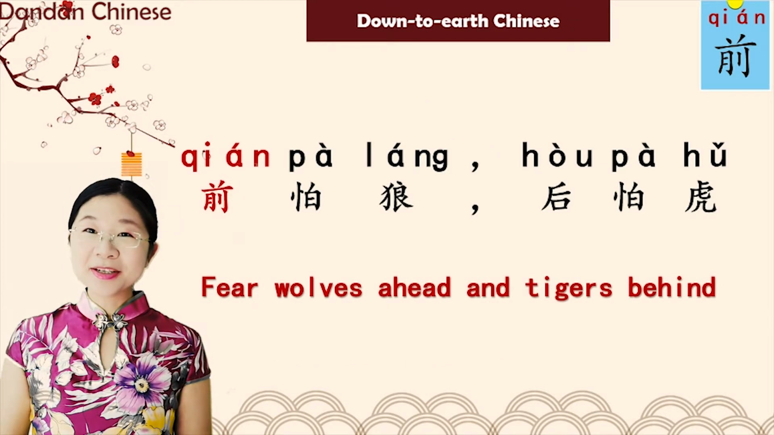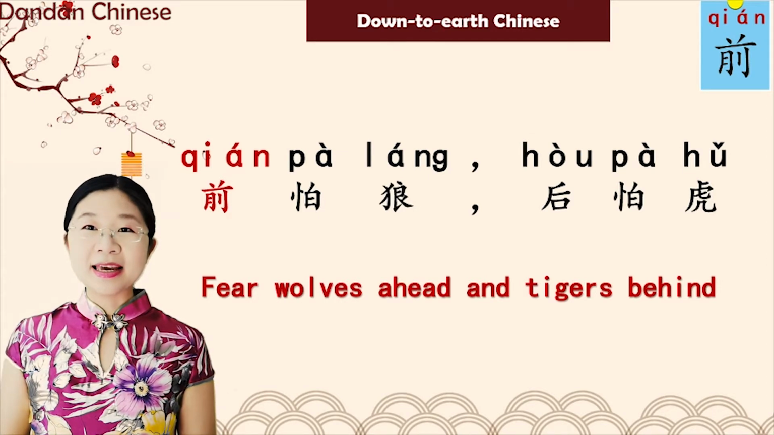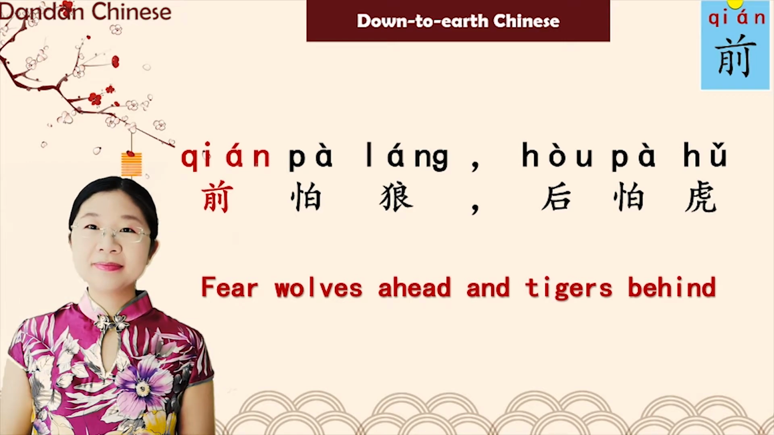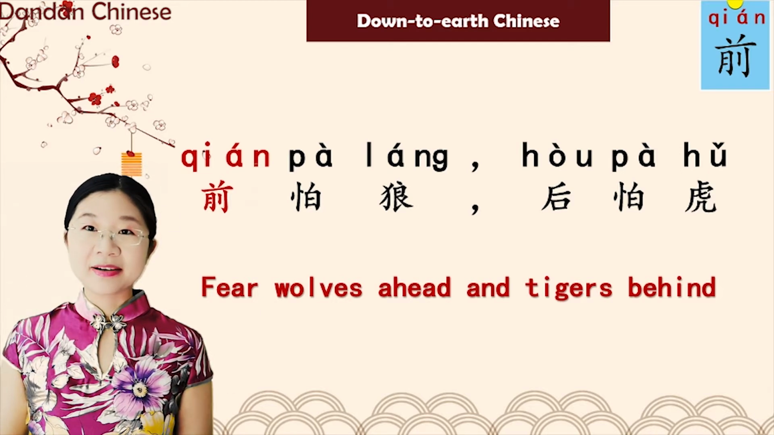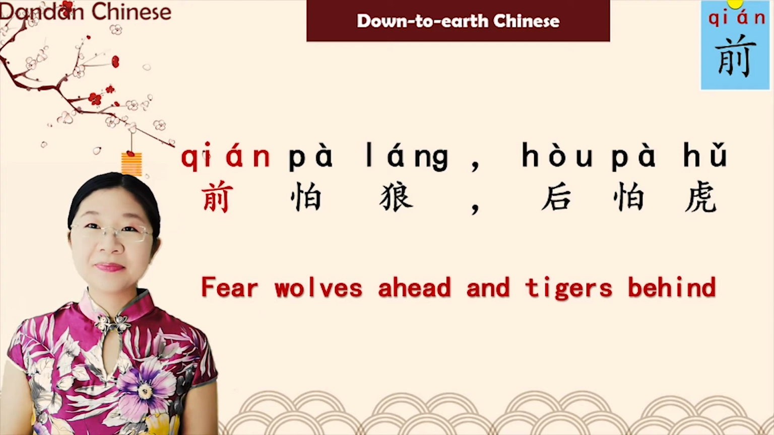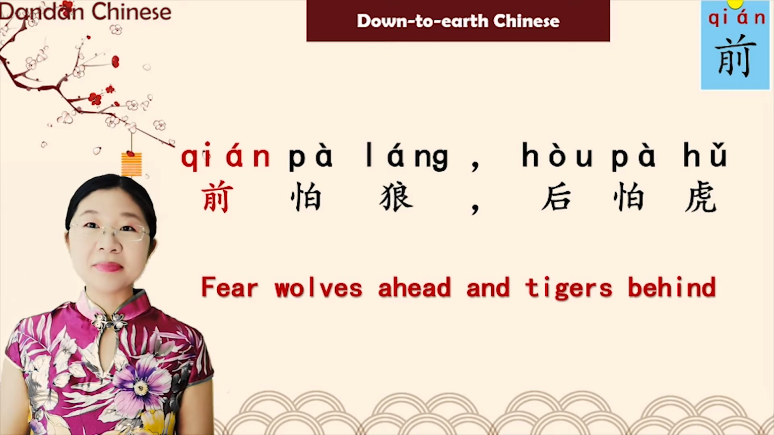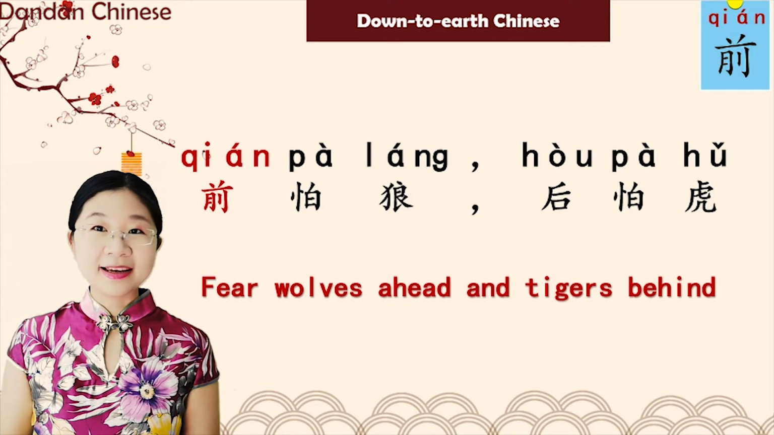Let's learn some down-to-earth Chinese with 钱. This is 前怕狼,后怕虎. So 前 means front, forward, and the 怕 means scared, afraid. 狼 means wolf. 后, the opposite of 前, means back. And 虎 means the tiger.